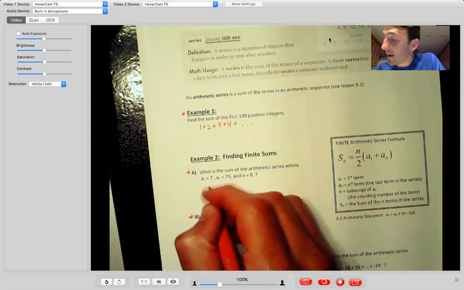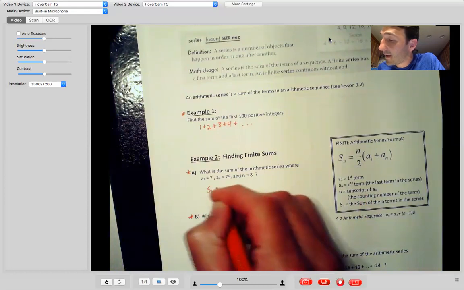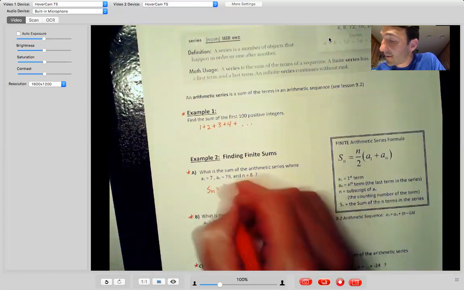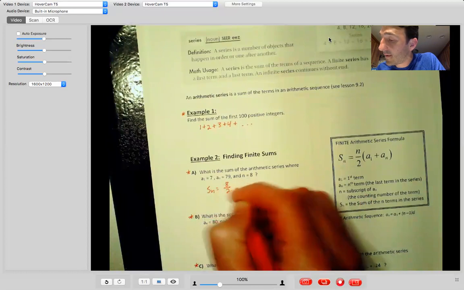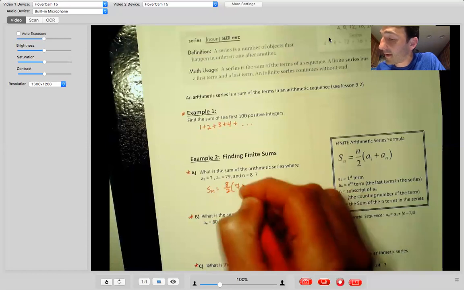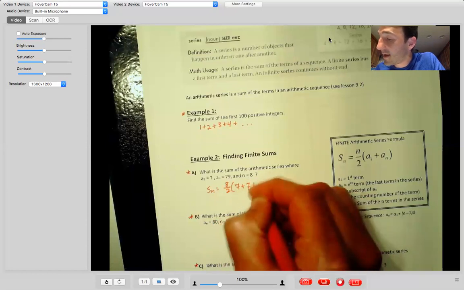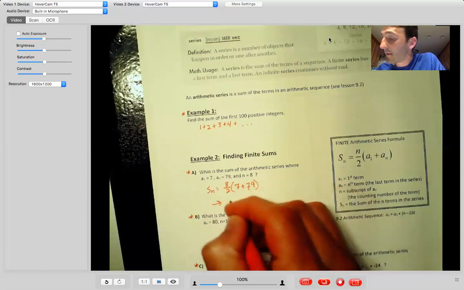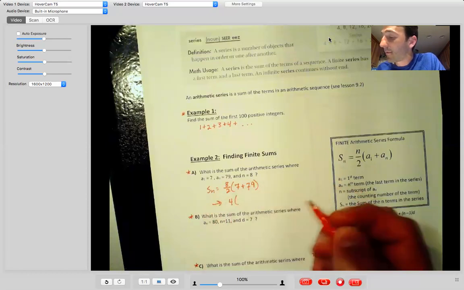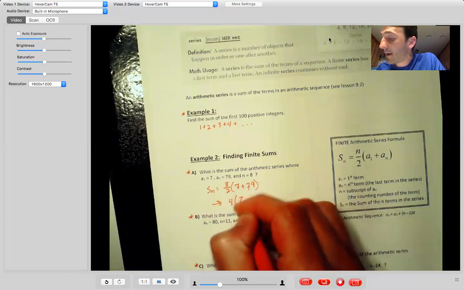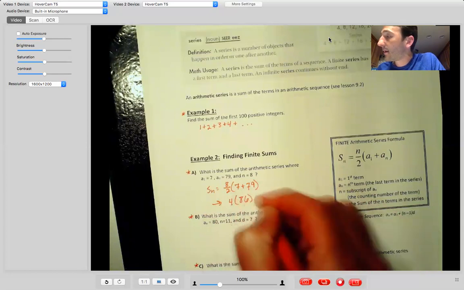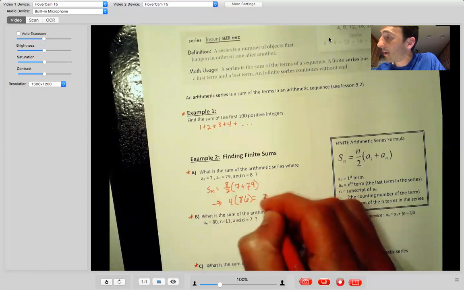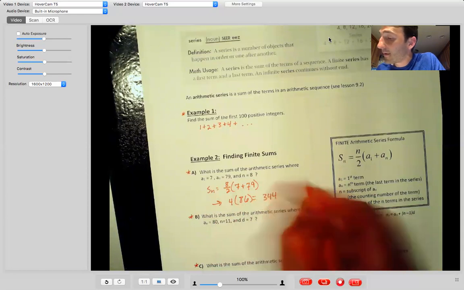So S sub n equals n over 2, so 8 over 2 times the quantity a sub 1, which is given to be 7, plus a sub n, which is 79. In my calculator, I'm just going to type 4 times 86, and we get 344.